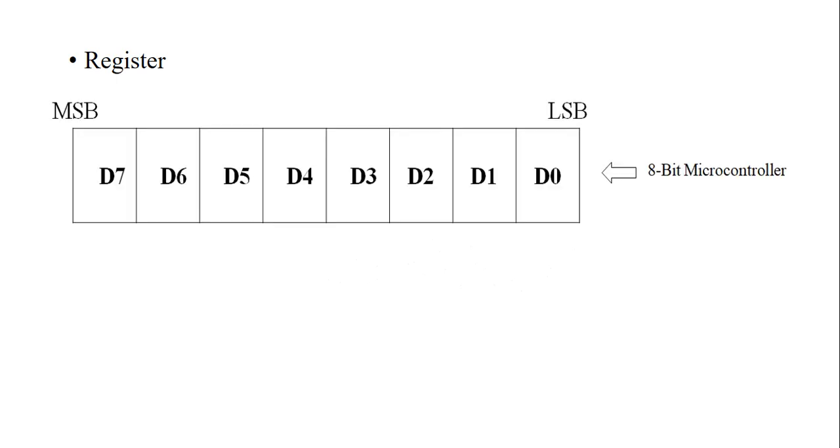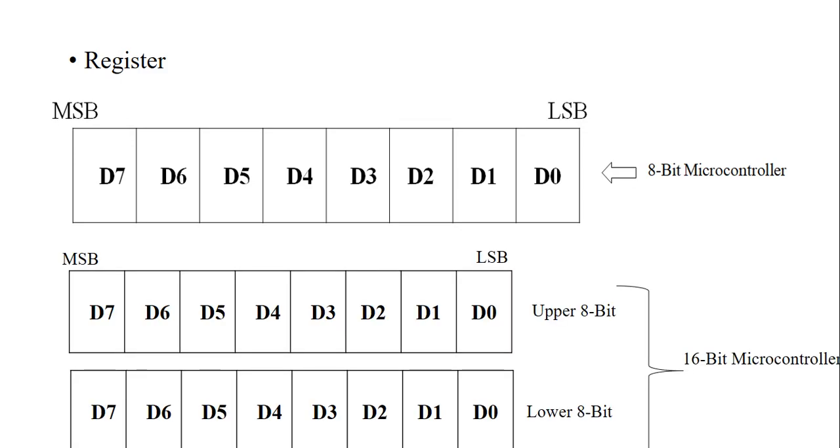Then registers. An 8-bit microcontroller has an 8-bit structure. The rightmost bit is called the LSB, and the leftmost bit is called the MSB. LSB is the least significant bit, MSB is the most significant bit. When you are talking about a 16-bit microcontroller, that means it can handle 16-bit data.